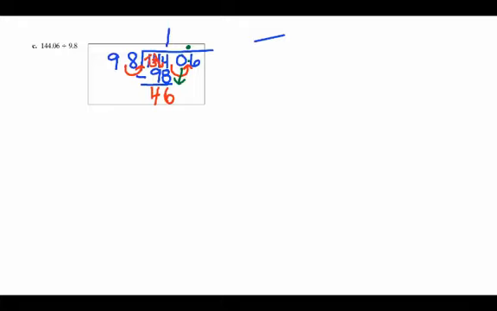So now we have 460 divided by 98. We can do some estimation skills here to help us figure out how many times 98 will go into 460. 98 is almost 100. 100 would go into 460 4 times. So we're going to try that. So we write the 4 above the 0. 4 times 8 is 32. Carry the 3. 4 times 9 is 36 plus 3 is 39.